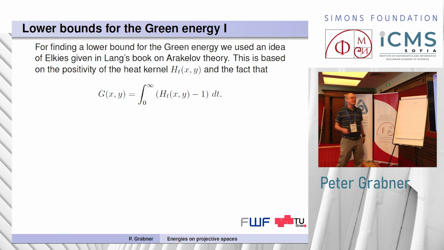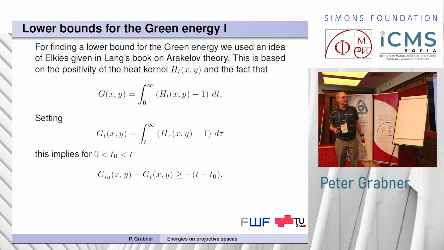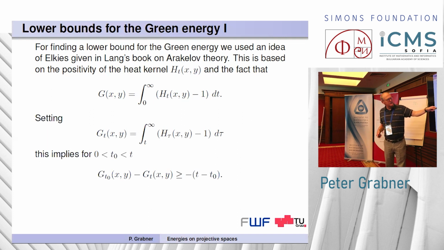And this is based on the fact that the Green kernel and the heat kernel are related in this way. And the heat kernel has two important and nice properties. At first, it is a positive definite function, and secondly, it is positive. And the positivity of the heat kernel then can be used to get lower bounds for the Green function in terms of the heat kernel, and we try to popularize that idea. So we set this Green kernel with index t to be the integral over the heat kernel, and then, as I said, because of the positivity here, one can easily derive this inequality.